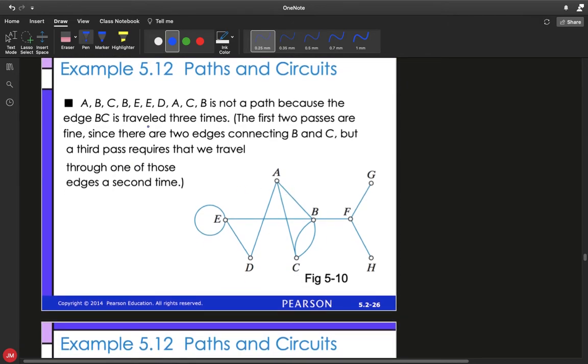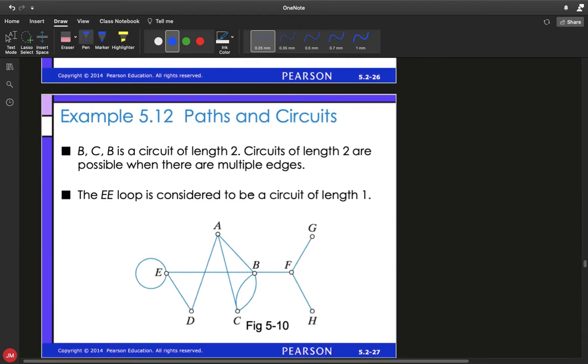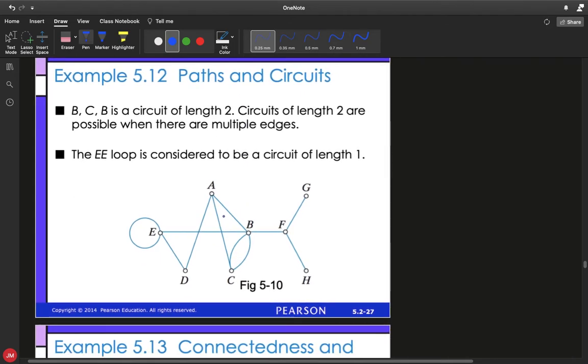All right, so another example of one that's not a path, I'll let you work through that one. But this one ends up not being a path because BC gets traveled through 3 times. First 2 passes are okay because you can go B to C, C to B, but there is not a third line connecting the 2, so you can't do the third one. Again, I'll let you work through that one on your own to see where that problem is. So those are all paths.